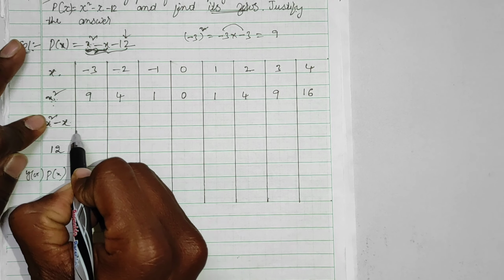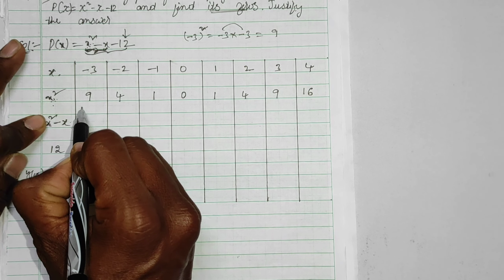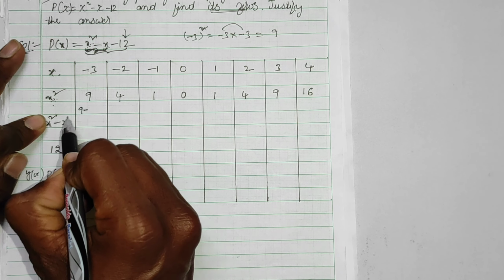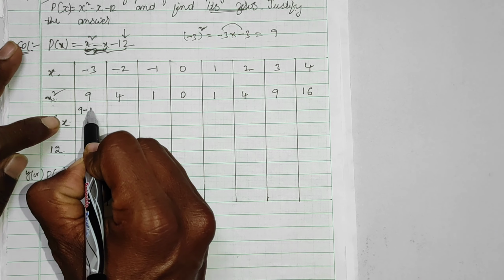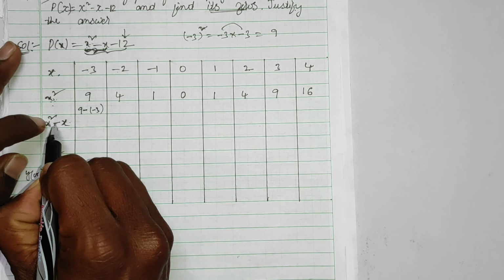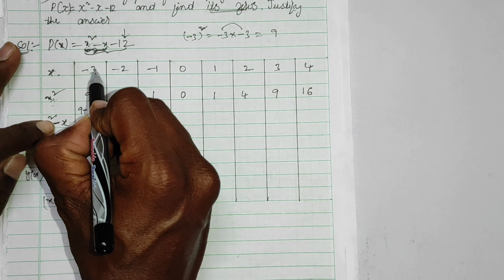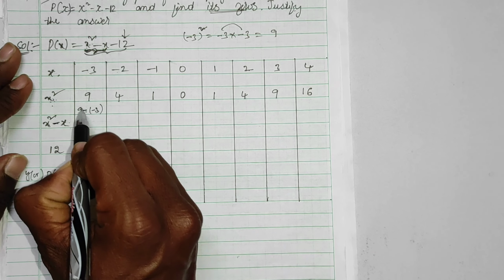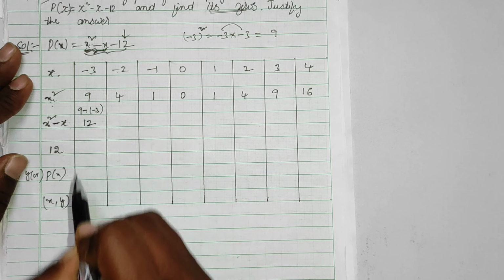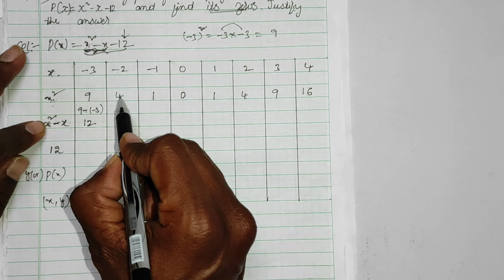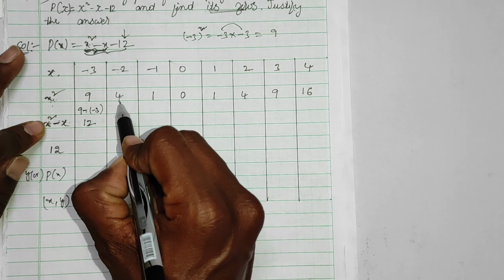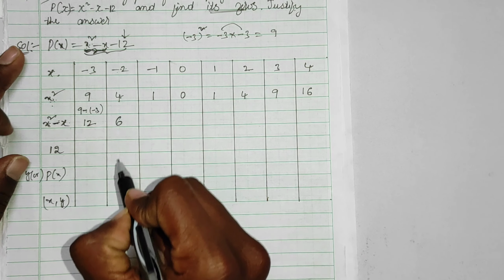So just here I am writing. X square value, what is there here? 9 is there, and the symbol is minus. Now x value, what is there here? -3. So here this minus is separate and the x value is separate. Now minus to minus becomes plus. 9 plus 3 is 12. X square value now 4 here. Minus to minus is plus. Now 4 plus 2, 6.